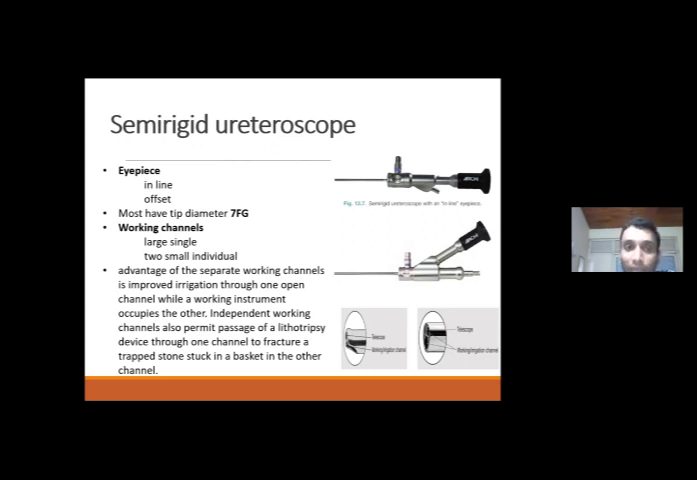The most have a tip diameter of 7 French gauge, with a large single working channel and two small individual channels. The two working channels have the advantage that we can use continuous irrigation while inserting working instruments through the other channel, and for lithotripsy we can use the basket to hold the stones to prevent retropulsion during laser lithotripsy.